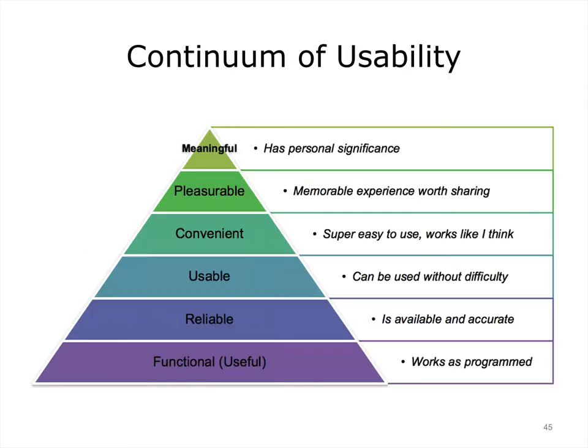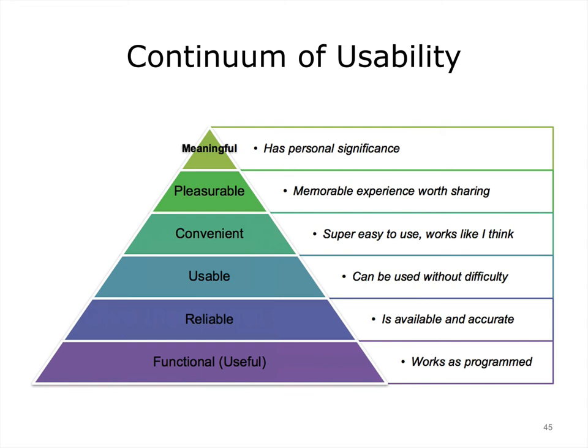Again, what is usability? Is it the optimal user experience? We find there's a continuum from the most basic usefulness to an experience that has meaningful, personal significance. As shown in this diagram, the pyramid starts with the most basic level of something that is functional. In other words, it works as programmed. The next level up is reliable. It is available and accurate.